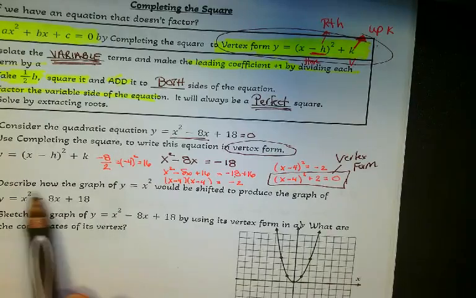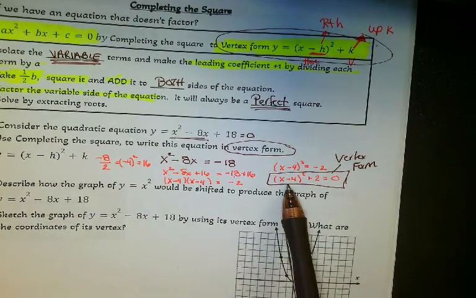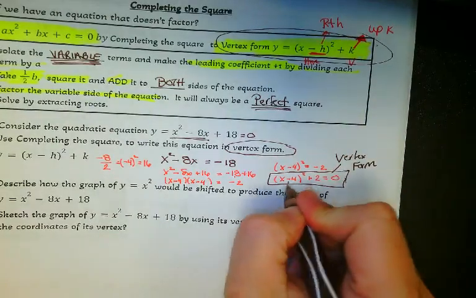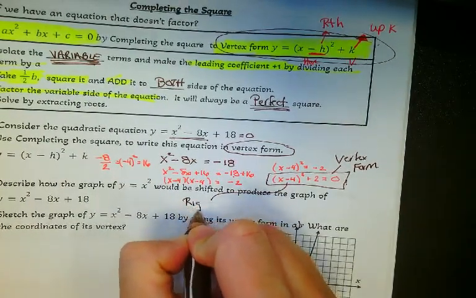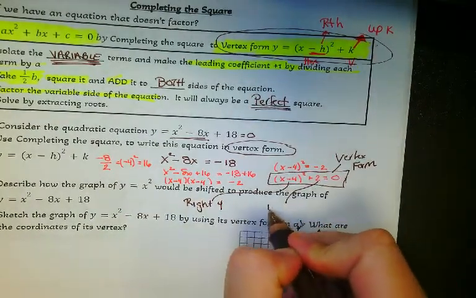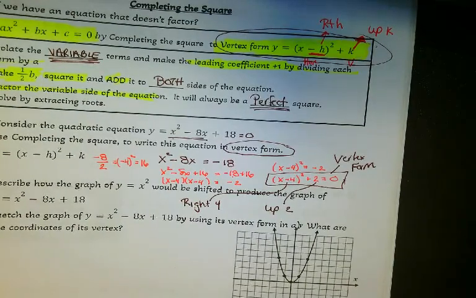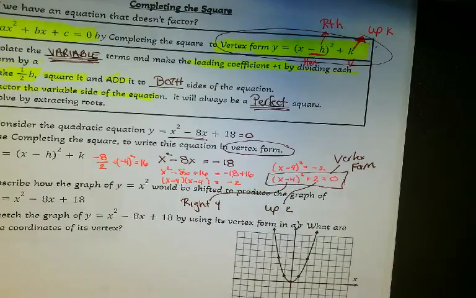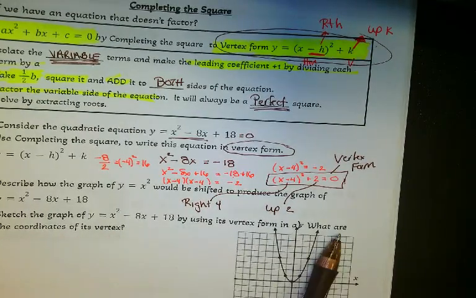Okay, so part B says describe how this would be transformed. So again, it's just asking for the shifts. Where is this taking us? Right 4. And then this 2 is taking us up 2. So the whole point of putting it into vertex form is that you can see the shift that it's talking about.